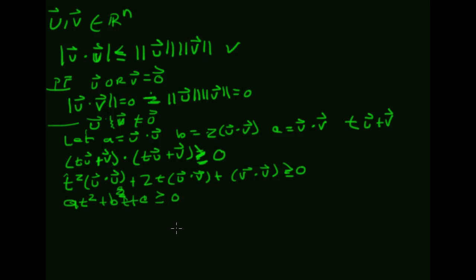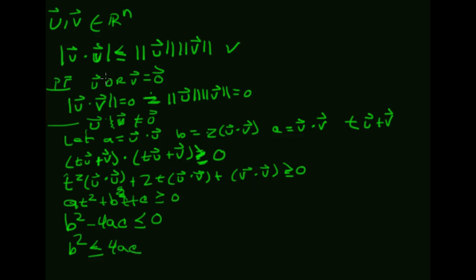So this is a parabola, and this parabola is always greater than or equal to 0. So at most, it's going to touch the x-axis 1 time, which means that its discriminant, b squared minus 4ac, must be less than or equal to 0, right? Because this thing is going to have at most 1 real root, since at most it only touches the x-axis 1 time. This means that b squared is less than or equal to 4ac.